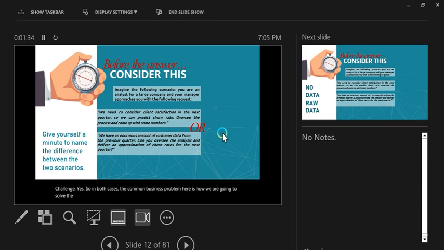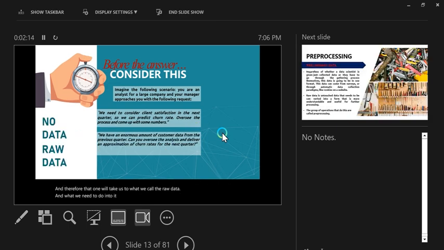In the first scenario, you don't have ready data. But in the second scenario, you already have data in your organization that you are going to use. So in the first scenario, you might have to administer a questionnaire to collect data that you are going to use. So the difference is that with one you have data, and with the other you don't have ready data. That takes us to what we call raw data and what we need to do to it, but I don't want to introduce that concept now.